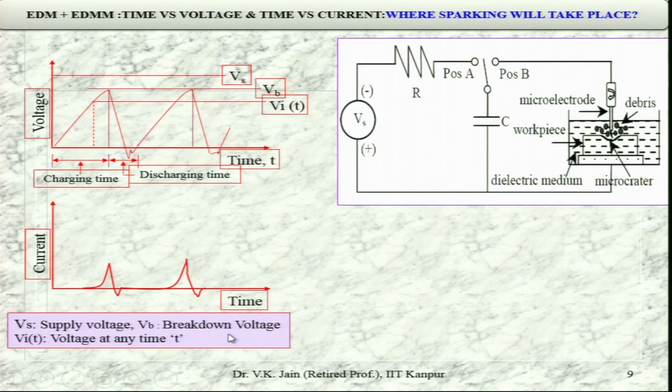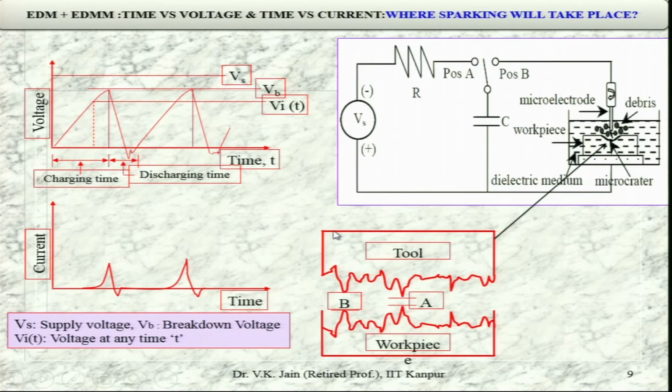Vs is the supply voltage, breakdown voltage is Vb, and Vi is the voltage at any time t, and that is what is shown over here. Now this is an important figure to see here. This is the tool roughness and this is the workpiece roughness. Wherever there is a minimum gap, there sparking will take place, voltage breakdown will take place.